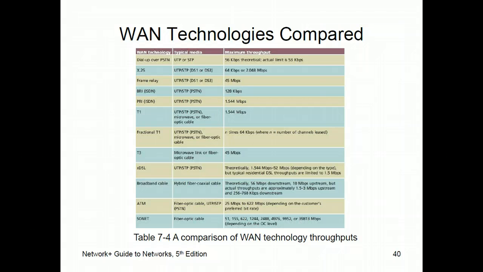So you've got dial-up, that's a whopping 56 kilobits per second. Actual, 53 kilobits per second. To T1, 1.544 megabits per second. And that one can use microwave, fiber, cable, all the way to T3 like we use here, 54 megabits per second, microwave, fiber. Broadband cable like you guys use at home, 10 megabits per second upstream, and downstream, anywhere from 256 to 276 kilobits per second. And some of you are probably getting faster now, I'm guessing.